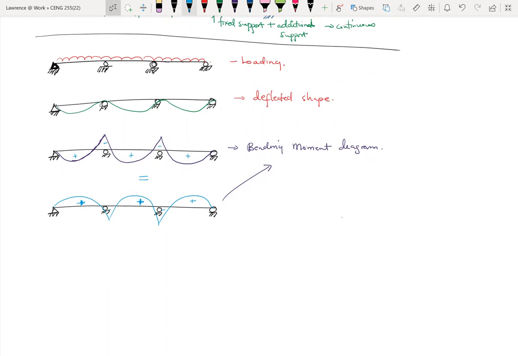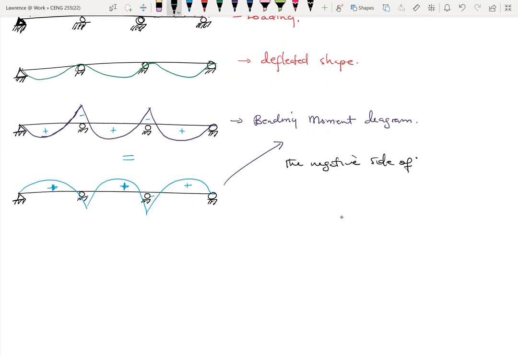Before we move on, the negative side of the bending moment is called a hogging moment, and this is over the supports.